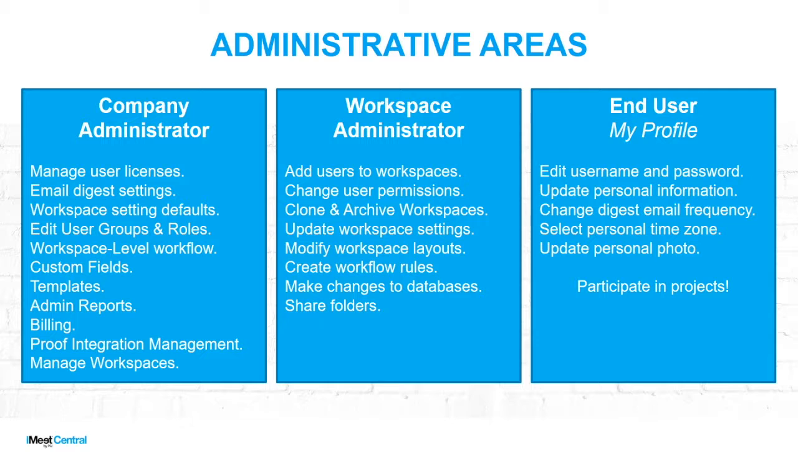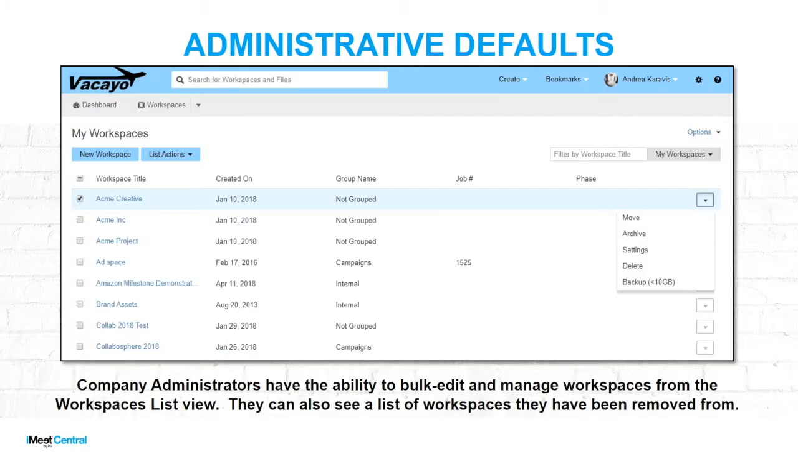I want to make us all aware of some administrative defaults. These are behaviors you're going to see in the system depending on your permission level, whether you are a company or a workspace administrator. So this first image here is of the workspaces list. You can get to this view by clicking the workspaces button in the top left corner. Company administrators have the ability to bulk edit and manage workspaces from this list. You can also see a list of workspaces that you've been removed from.